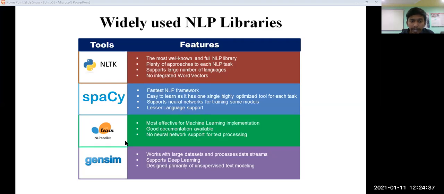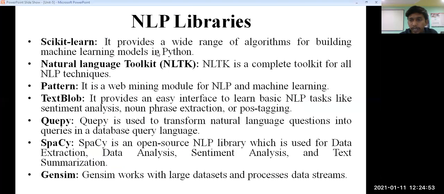So you can see NLP toolkits gives you effective machine learning implementation, and Gensim gives you your clustering concepts with respect to your deep learning. So that's how you are having. So, these are some of the tools or libraries which are used, and here you can see the brief explanation of these concepts with respect to your NLP.